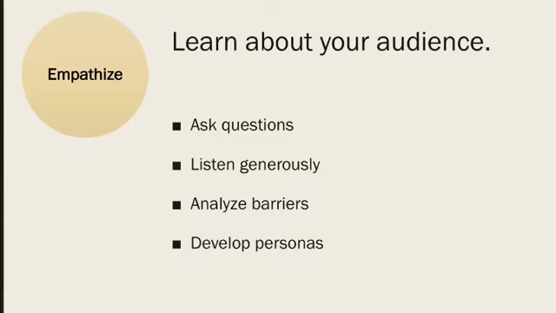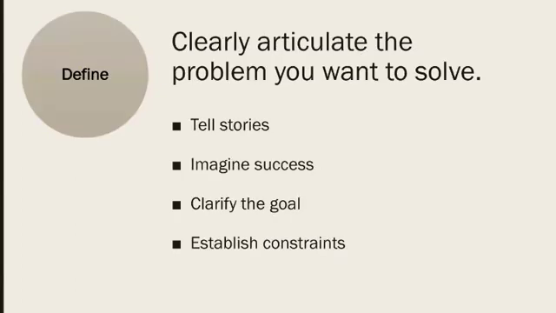Maybe when you're developing personas, you have somebody with a disability so that you can really think carefully about how you would design so that person can participate in this as well. And maybe have more than one. That's even better. But start with one if it's something you're not used to, and then build from there. So that's how we start to empathize with the people that we're designing for. Then we define. So we clearly articulate the problem that we want to solve.